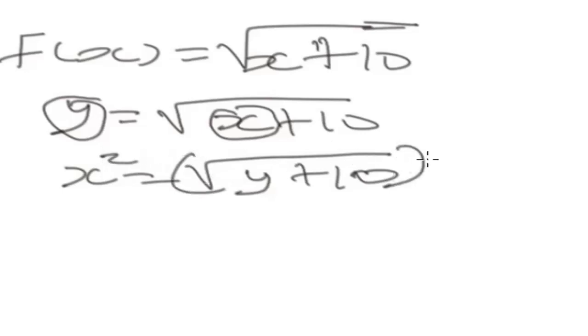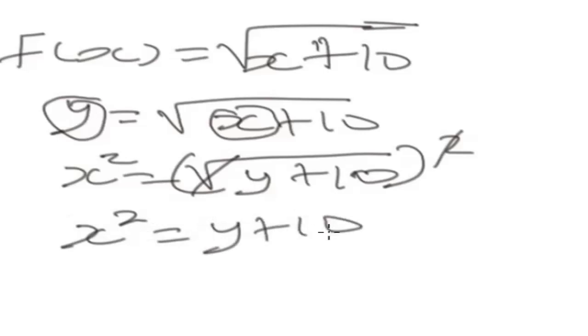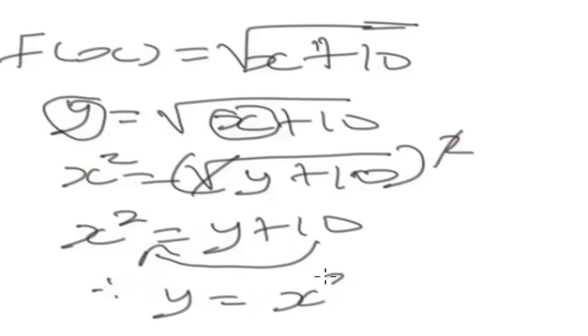So this is what we're going to have. This square will carry the square. We're left with x squared equals y plus 10. Then to make y the subject of the formula, this 10 will cross over the equality sign. Therefore, our inverse function y will be x squared minus 10. So that will be our final answer.